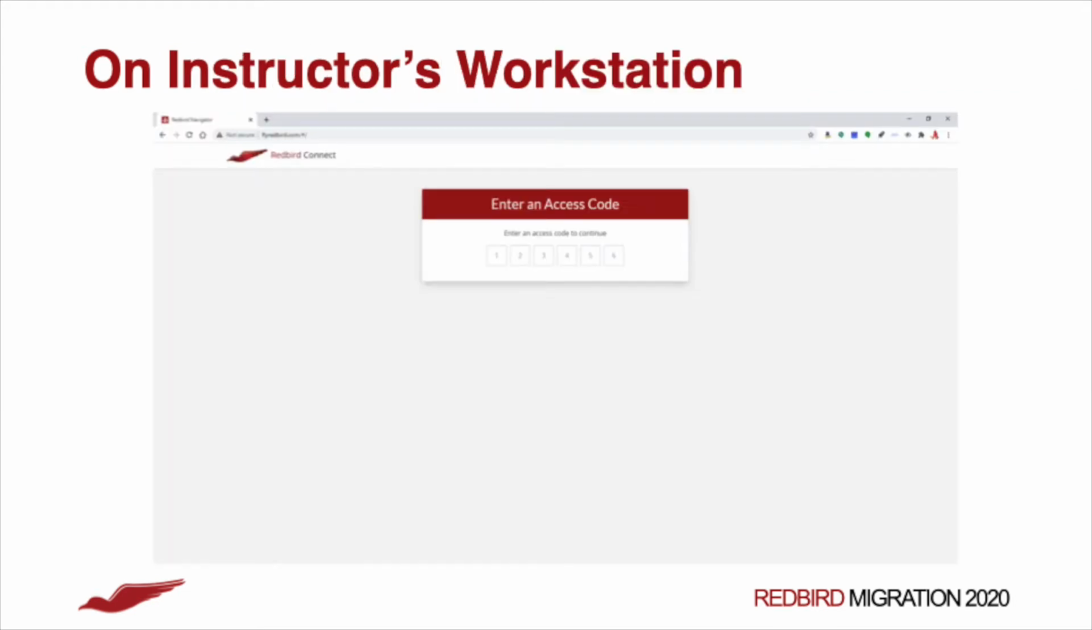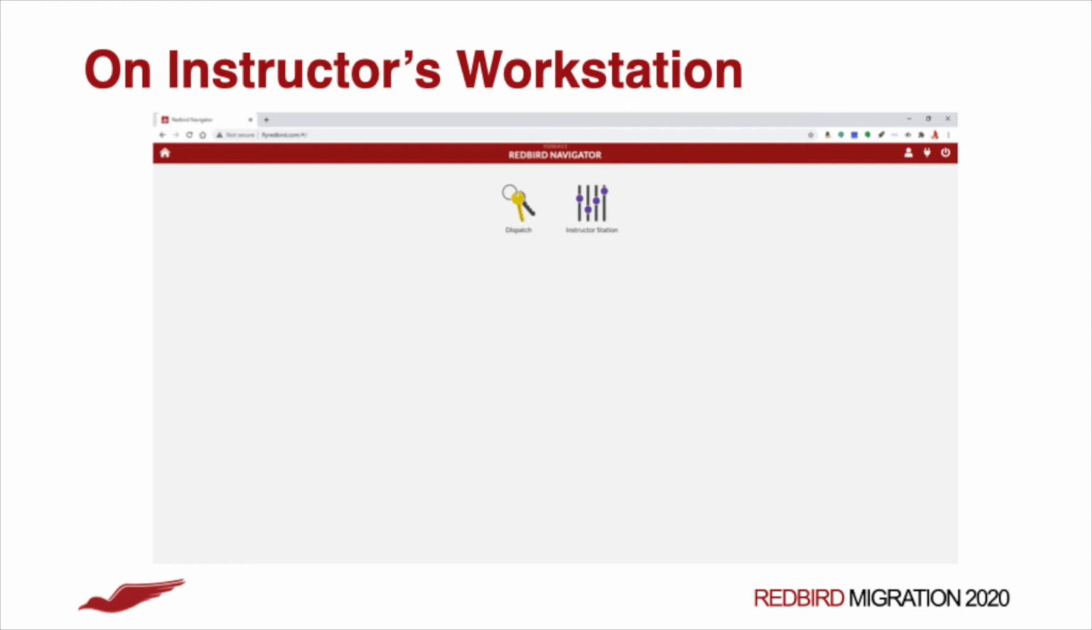On the instructor's end, you're going to open a web browser, go to flyredbird.com, and it's going to ask you to enter an access code. Guess what? The code that's on that sim, you type that into this page, and that creates that secure connection between the student's sim and your desktop. So now what you can see is you get access to Dispatch and Instructor Station.